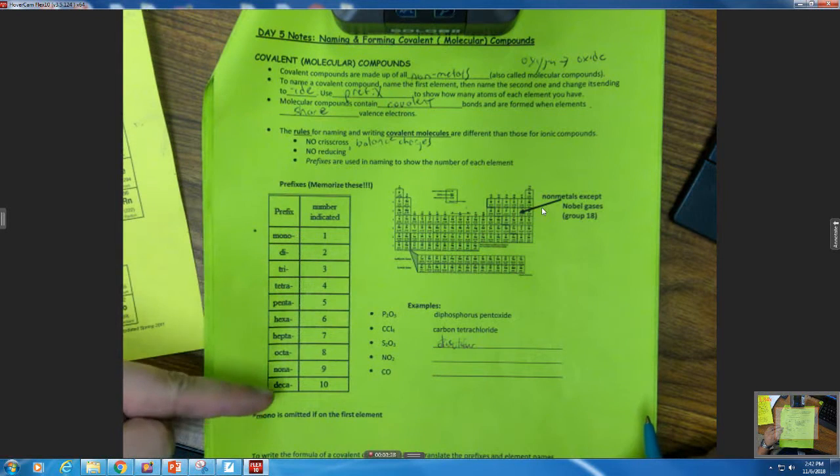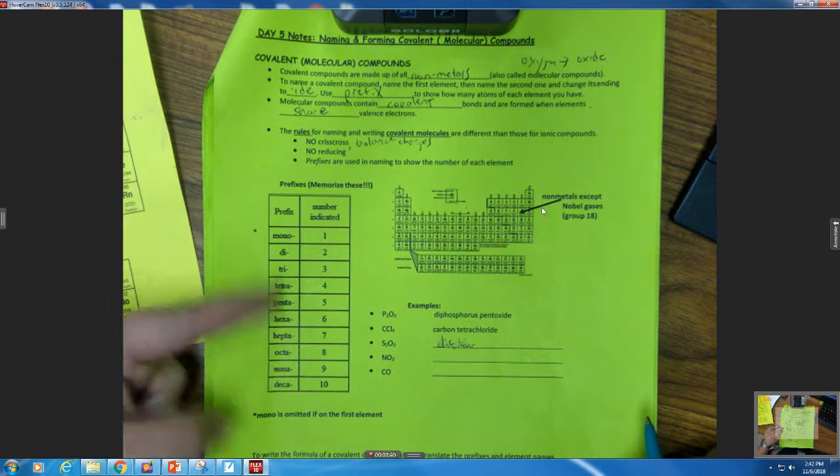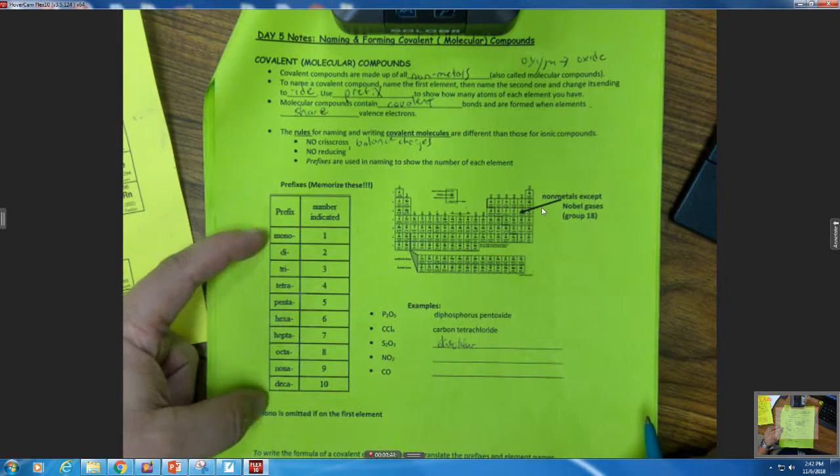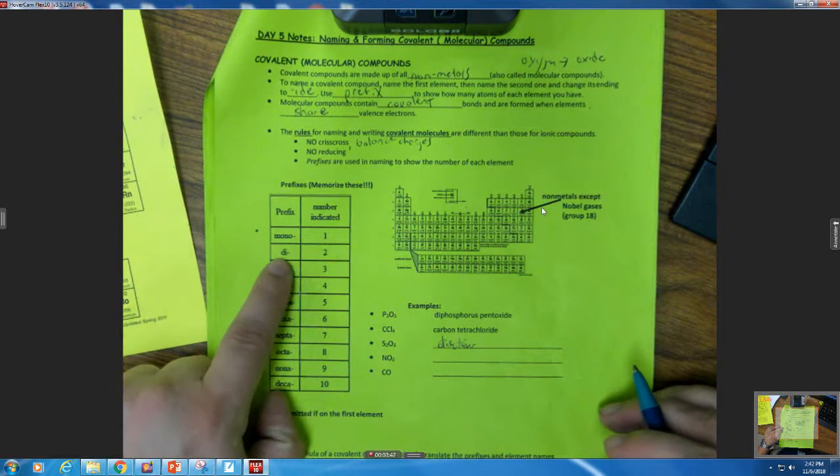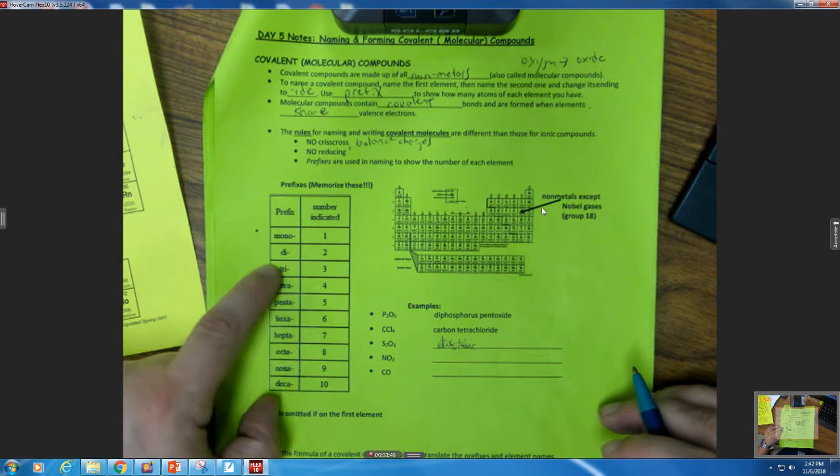These are the 10 prefixes you have to know. They're already written in your packet, and most of them are words that you've already seen. You already know what number they refer to. Mono is 1, di is 2, tri is 3, etc.